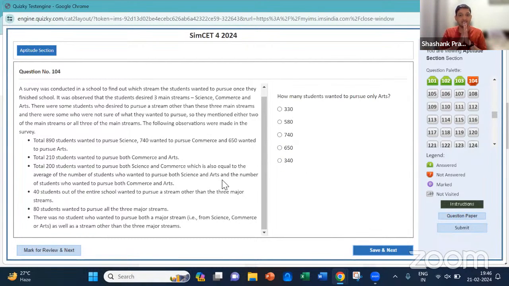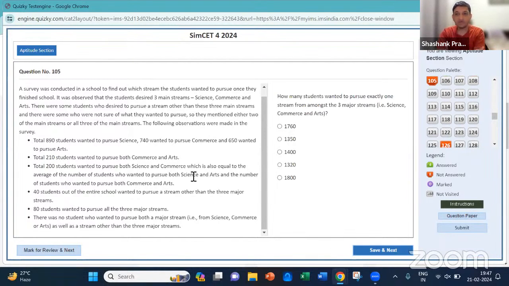It's not in the options. Let's look at it again. Okay, 80 was all three. 210 minus 80 is 130 here, and 110 minus 80 is 30. So 130 and 30 is 160. 160 and 80 is 240. 650 minus 240. I'm still getting 410. Otherwise I can do one thing, right? Can I do that? Yeah, I can do that, right? 210 I will get from here. Maybe that other answer was wrong there. I'm not sure. Okay, doesn't matter. Let it be. How many students wanted to pursue exactly one stream?